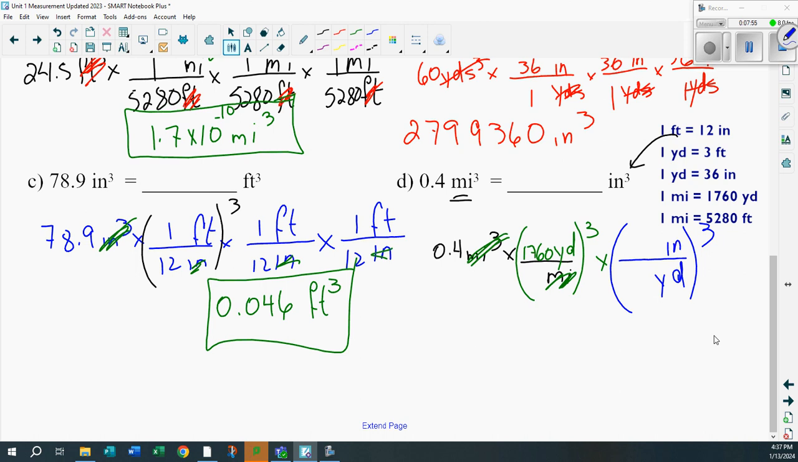And you want to convert that into inches. There's the yards. Where is it? Yards and inches right there. 36 inches, 1 yard. Now look, your yards and yards cubed will cancel. So I'm taking 0.4, multiplying it by 1760, don't forget, cubed, multiplying it by 36 cubed. Oh my goodness. Okay, so let's go to the calculator. Here we go.